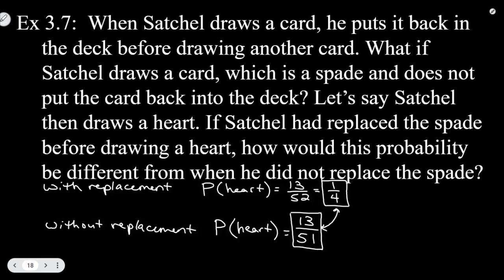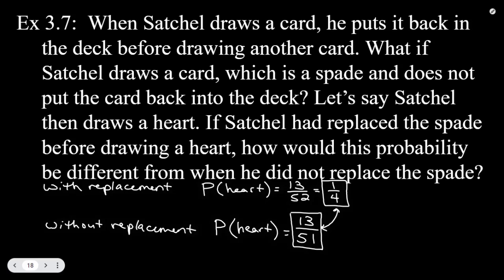The probabilities are not the same. So if you take out a card and don't replace it, you are having two events that are dependent. If you replace the card each time, then those events and those probabilities are independent. So how would the probability be different?